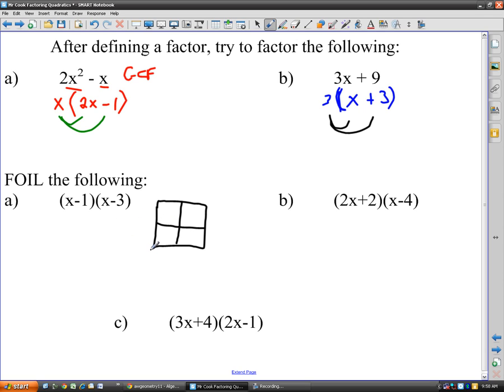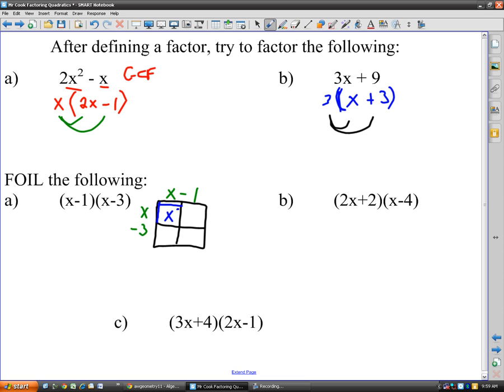So I'm going to put along the top one of these factors, x minus 1. Along the side, I put the other factor, x minus 3. Then I just have to find the area of the square. The length of this side is x, this side is x, and if I multiply those together, I get x squared.